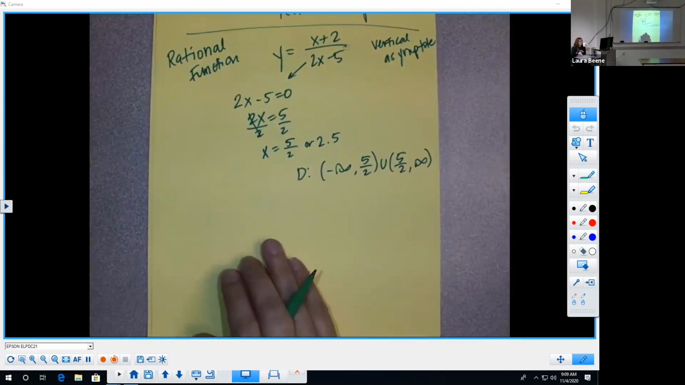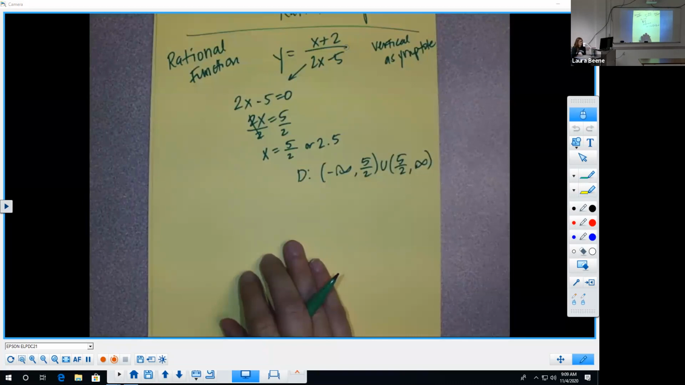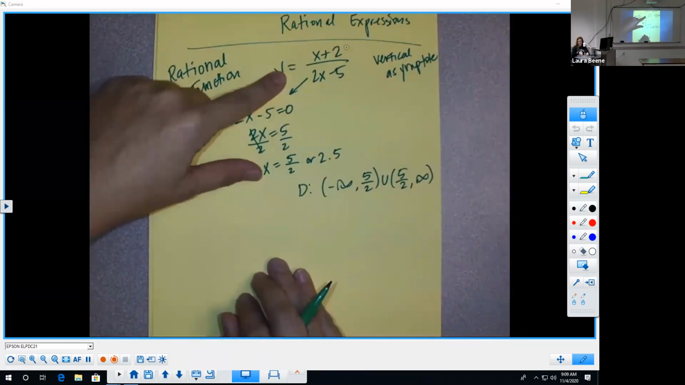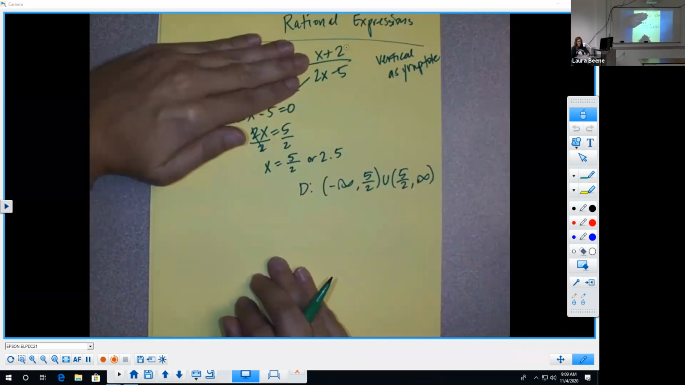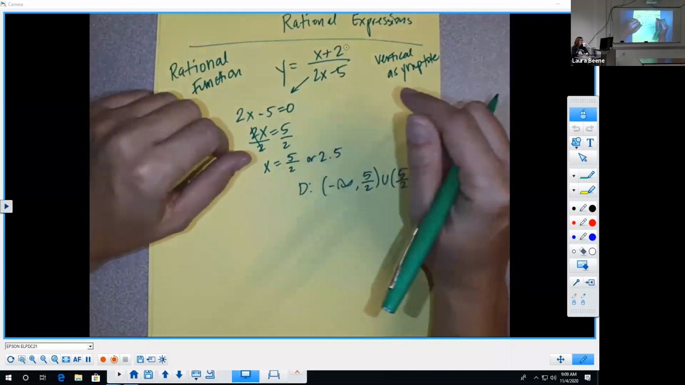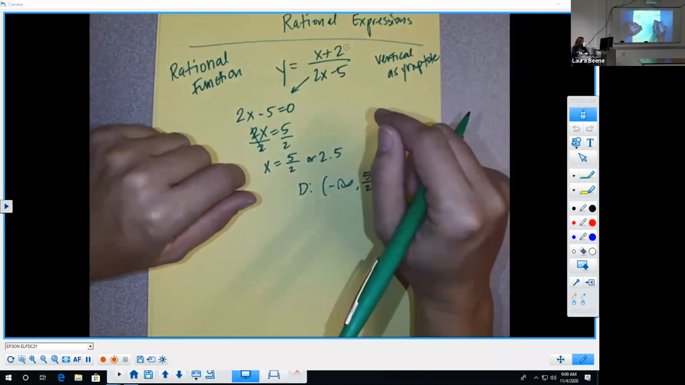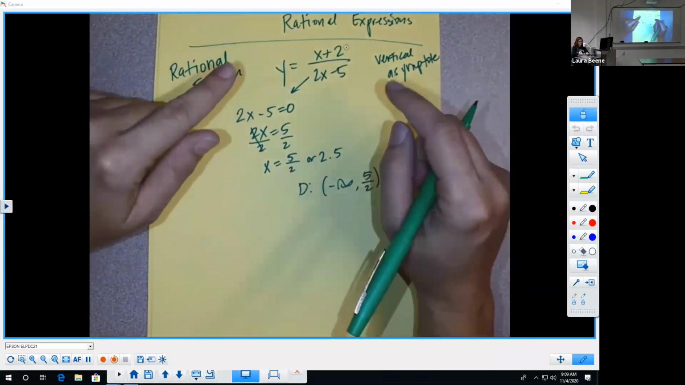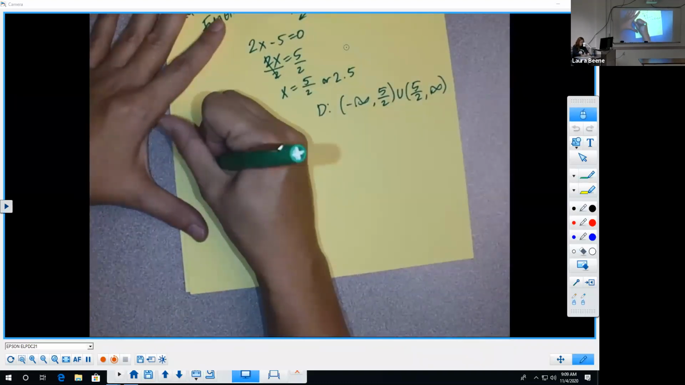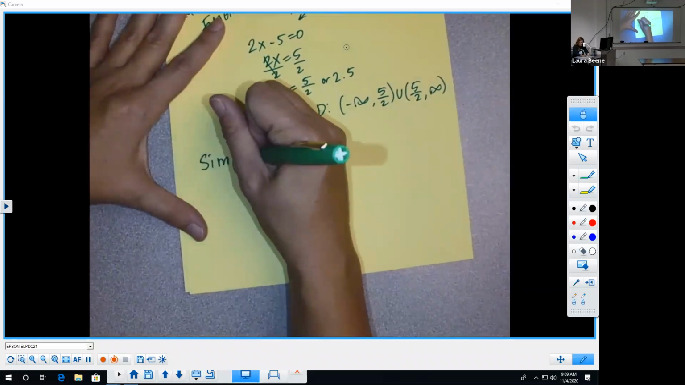Today, we're just going to talk about rational expressions. So the difference between an expression and an equation is an equal sign. This one has an equal sign. Expressions don't have an equal sign. So it's just this part of it, the x plus 2 over 2x minus 5. We're going to talk about how we simplify it, how we multiply it, and then how we divide it. So we're going to start off just with simplifying first.